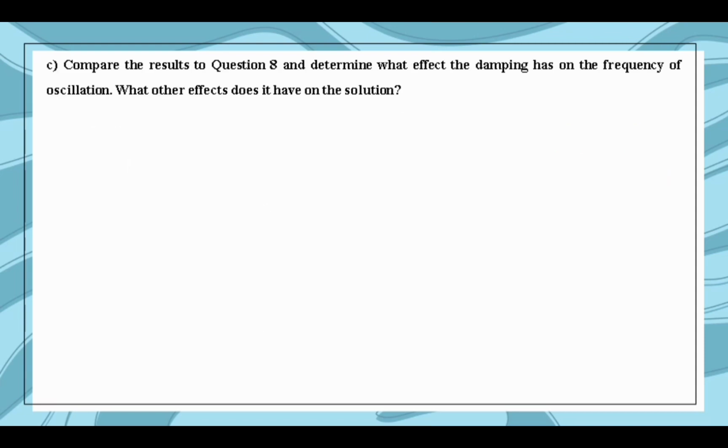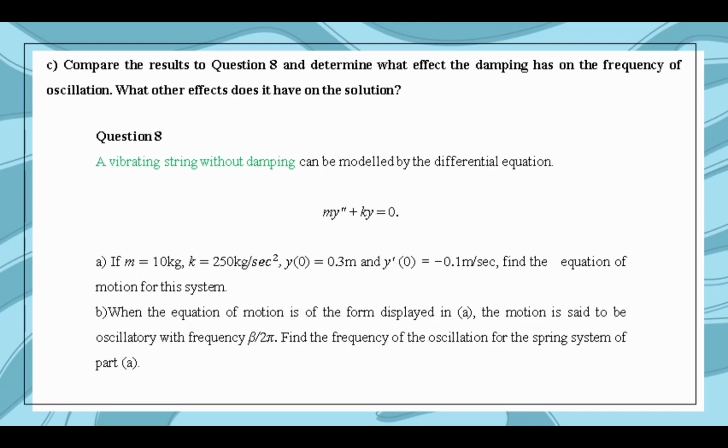For problem C, we need to first answer question 8 and then compare the results. We can analyze that question 8 uses the same vibrating system as the original question. The only difference is that in question 8, there is no damping in the system. It can also be shown in the given differential equation where there is no damping constant. So we need to find the equation of motion and also the frequency of the system.